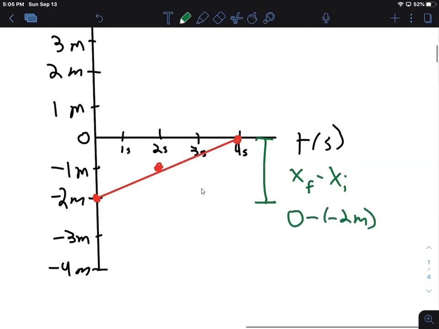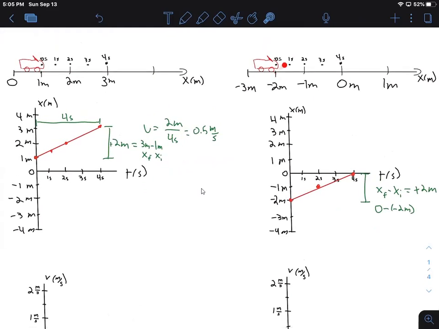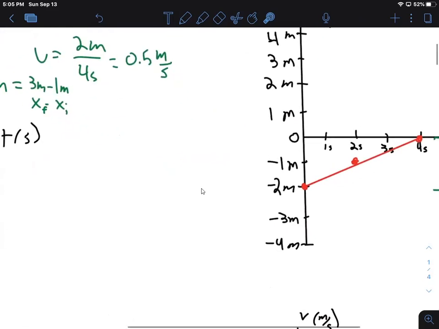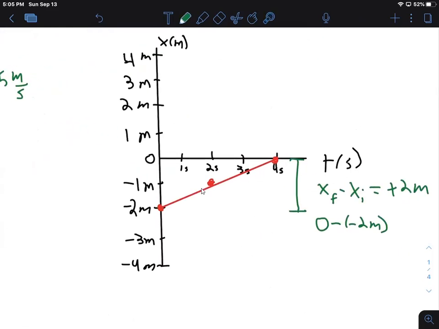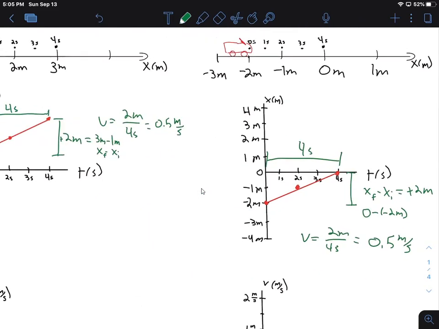So that's going to be +2. And this should agree with what I got before because it's still the same motion. So the buggy is still going 2 meters to the right. In either case, that would be its displacement. And again, the time interval is 4 seconds. So once more, I get a velocity of 2 meters over 4 seconds, 0.5 meters per second.